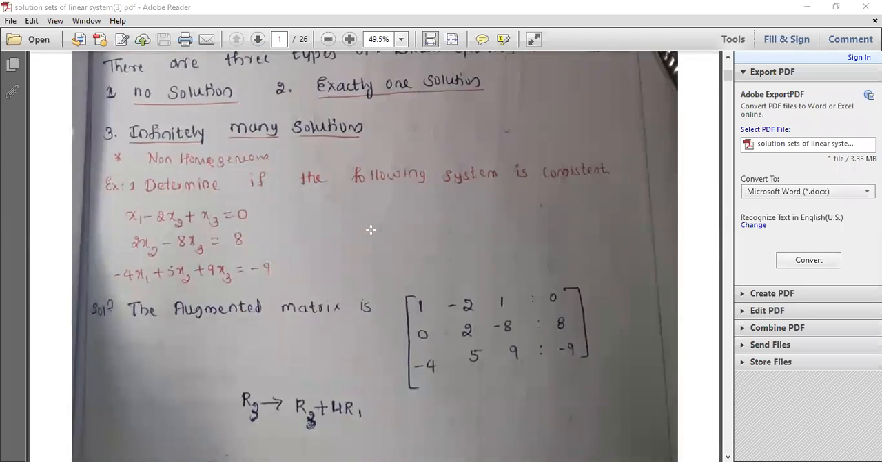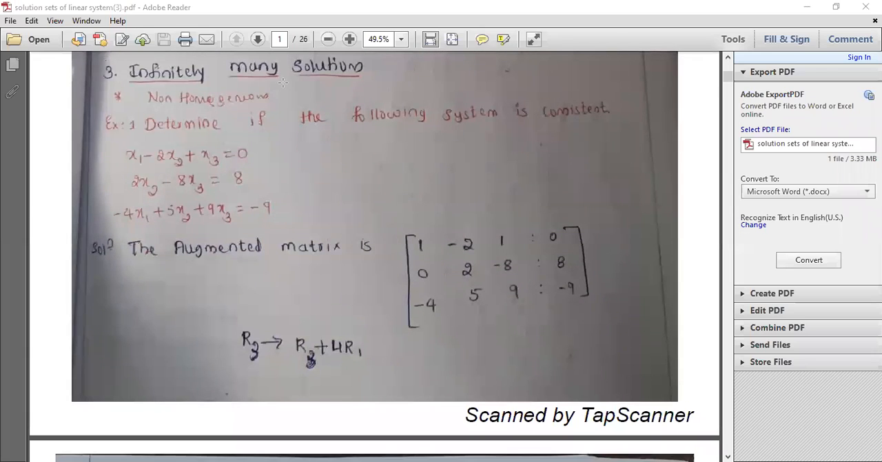Okay, so now we will go with an example. Determine if the following system is consistent. So here the question will be like this: determine if the following system is consistent. You have to apply row operations. If the solution exists, then you conclude that yes, the system is consistent. If the solution does not exist, then you say that the system is not consistent.